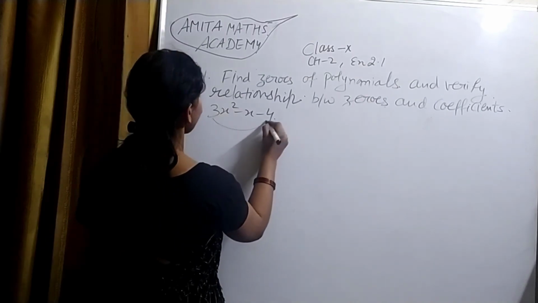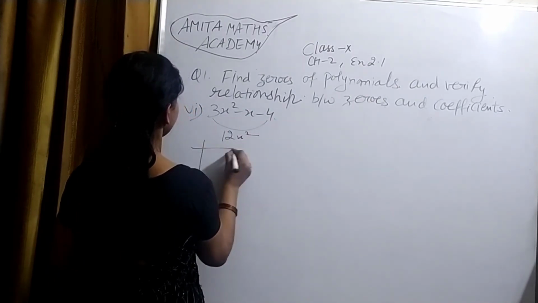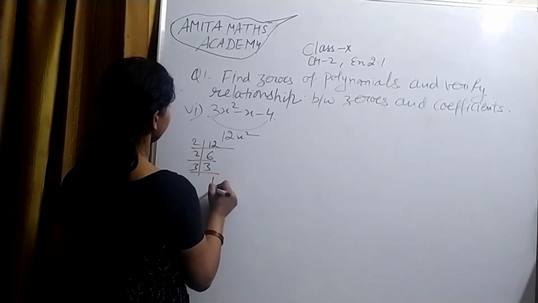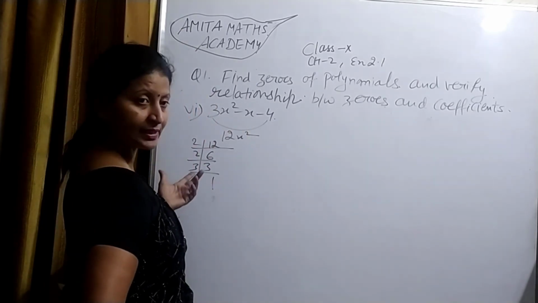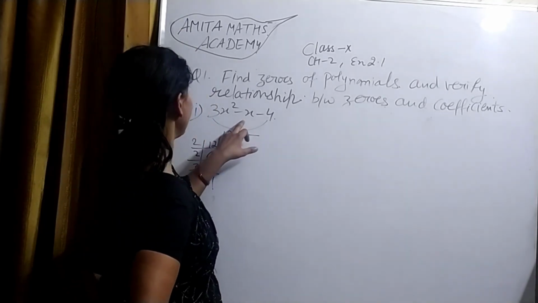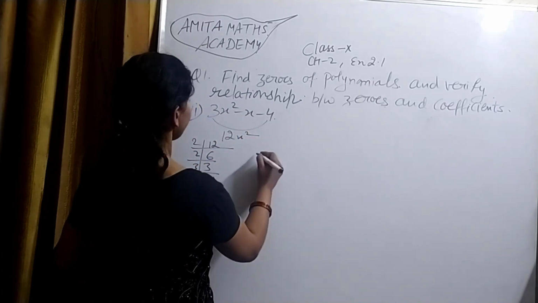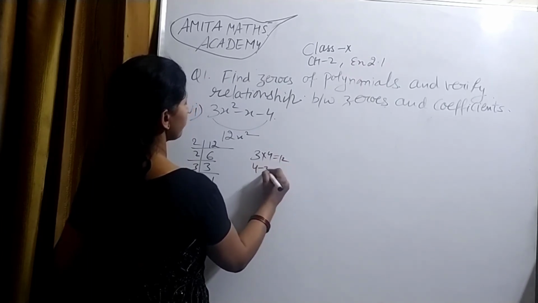So we have to multiply the first and third number, which will be 12x square. Take the LCM of 12: 2 sixes are 12, 2 threes are 6, and 3 ones are 3. So I have to break it like this, that the middle term will be minus x and the product will be 12. So my numbers will be 3 and 4. 3 fours are 12 and 4 minus 3 is 1.